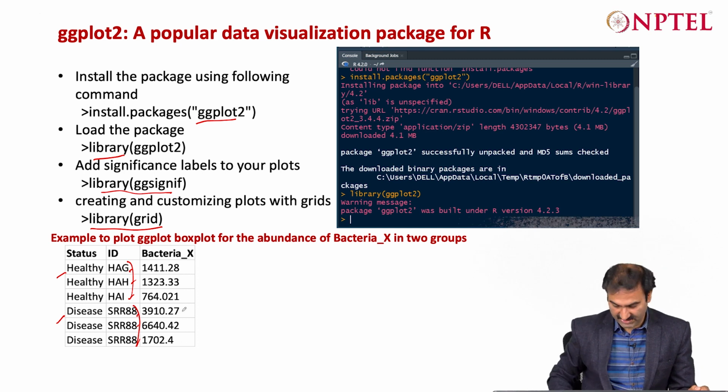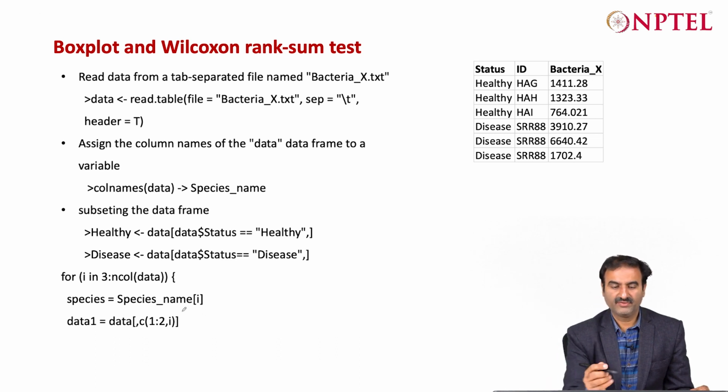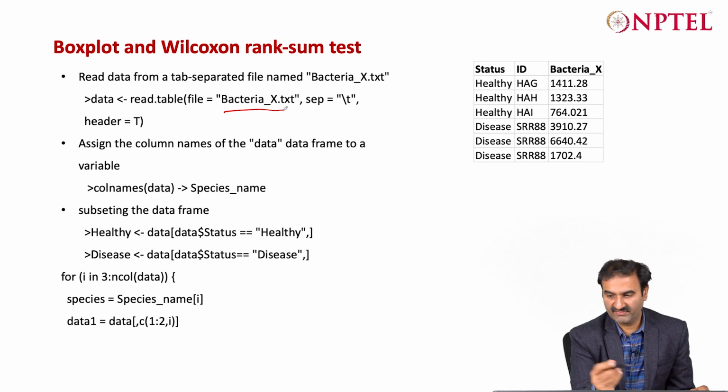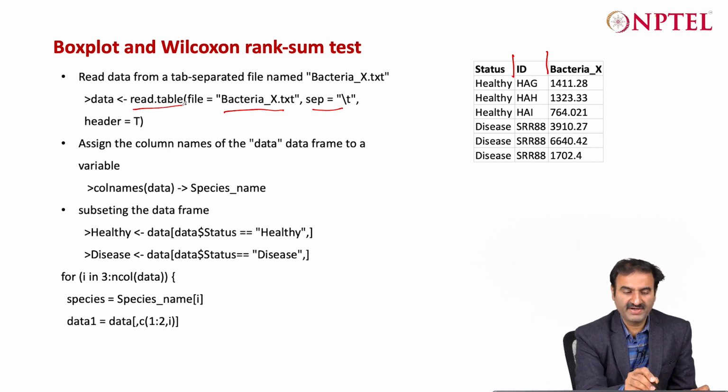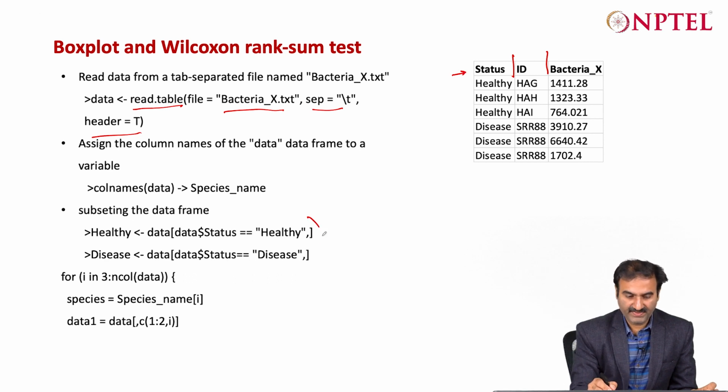And then you are using ggplot2 to basically make a box plot of the two, okay. So you want to create a box plot and also do the Wilcoxon rank sum test, okay. So basically the file that we have just seen, this file is bacteriax.txt separated by tab. So this is separated by tab, okay, which is read in as a table and stored in the data variable. Header is true because this is the header, right. And then you are doing the calculations, right.